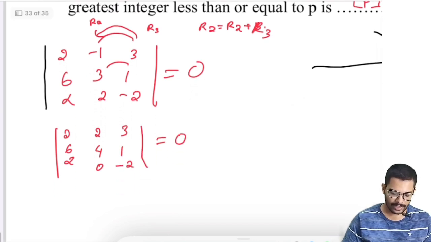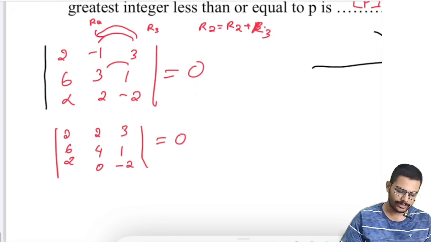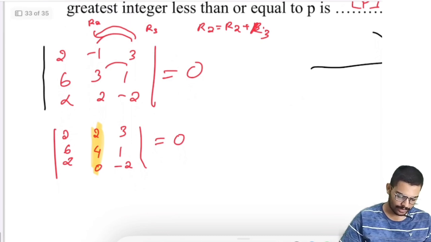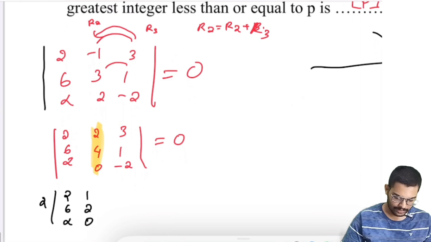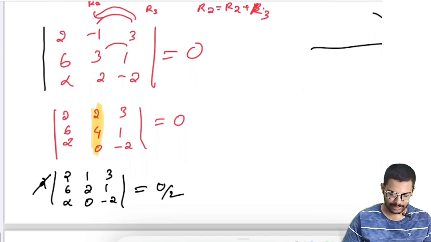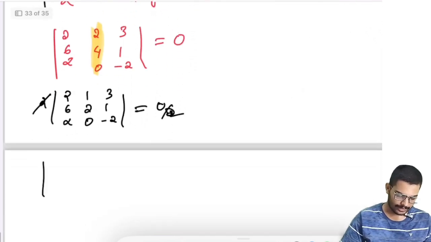Now you can also take values common from a row or column. Here I am taking 2 common from the first column. So when you take 2 outside, it will be 2 times the determinant with entries 2, 6 alpha, 1; 2, 0, 3; 1, minus 2, 0. Since the determinant equals 0, you can cancel this 2. Now we can apply the Sarrus method and calculate the value of the determinant.